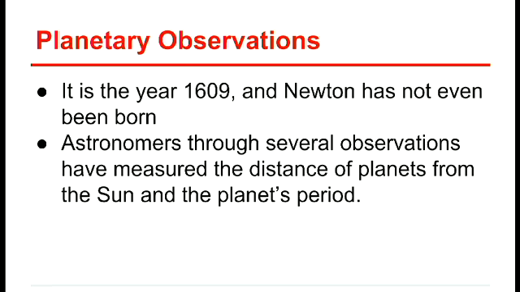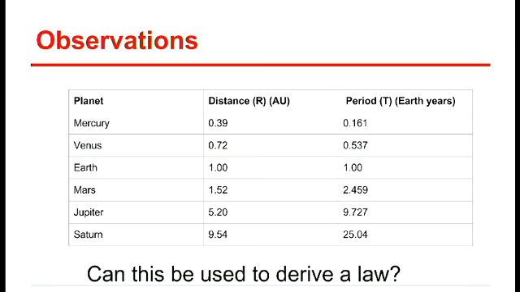All they figured out is there is Earth, then there is Jupiter, there is Mars, and a bunch of planets, and you can observe them as they move through the sky, right? This is the 16th century. So astronomers with some observations have measured the distance of planets from the sun and the planet's period, which is how long it takes to orbit. They have come to some understanding. This has taken years for them to do. This is how it looks.